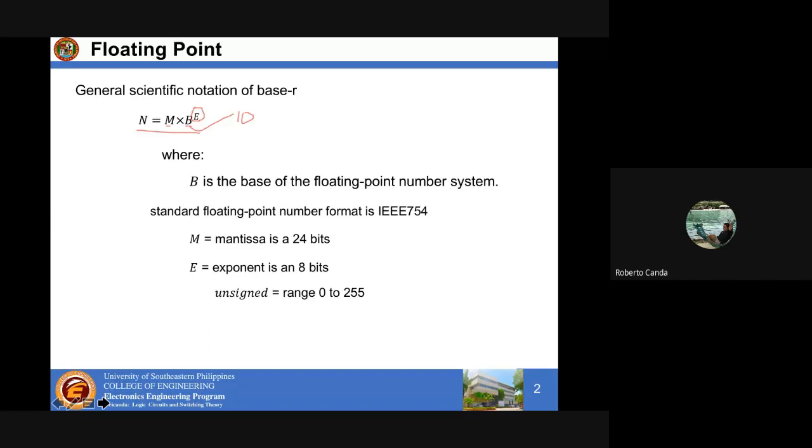For unsigned exponent, your range is from 0 up to 255 because it is 8 bits. But if it is signed exponent, for an exponent of 0, the initial value of your exponent is 127, which is equivalent to 01111111. So if we have this one as an exponent, it represents that your exponent is 0.